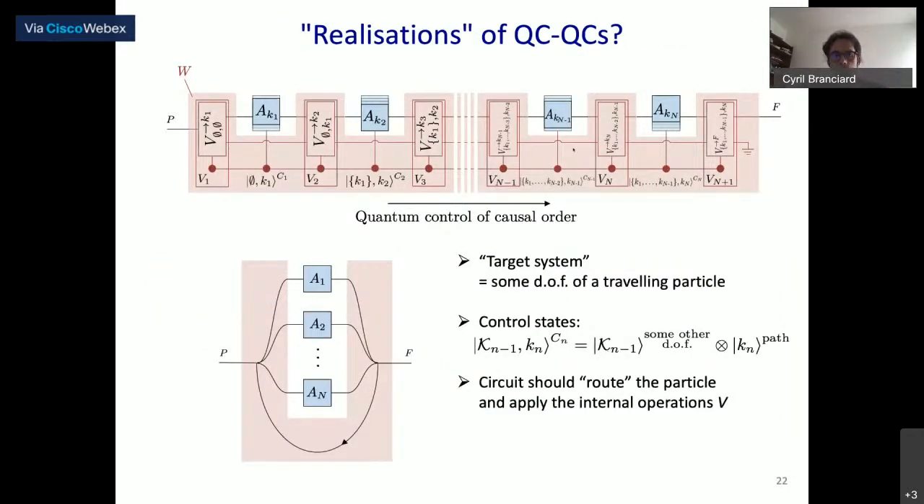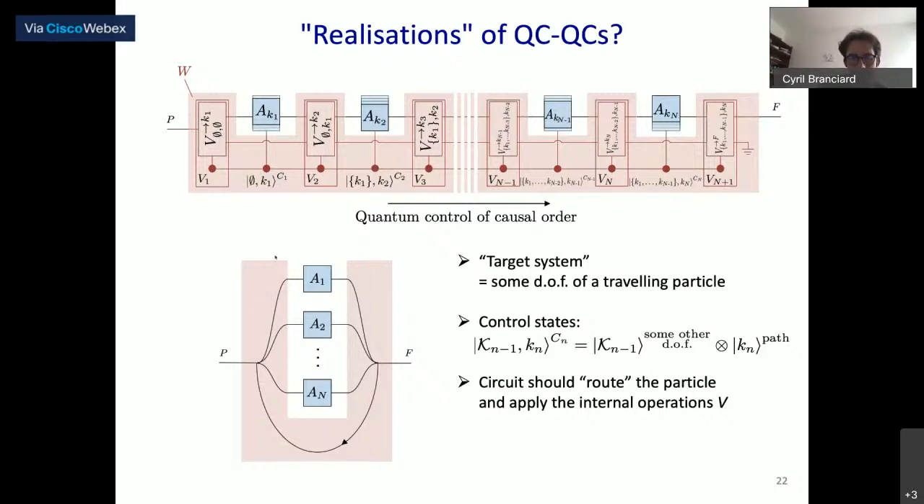So just a quick word on possible realizations of such a circuit. What we have in mind is a situation where we would have the different boxes, and this is really inspired by the possible realizations of the quantum switch. So we would have the different boxes there, and we would send maybe a particle in a superposition of the different paths.